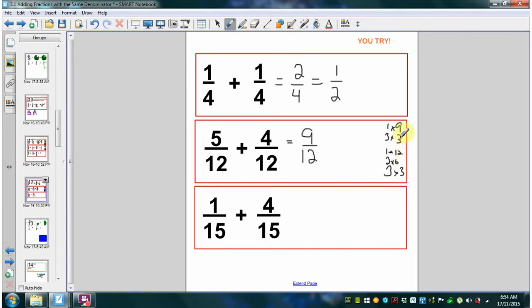Okay, so we see that a common factor here, we have 3's and we have 3 on the bottom, so we're going to divide by 3. And that's going to give us 9 divided by 3 is 3 on the top, and 12 divided by 3 is 4 on the bottom. So this is the most simplified answer.